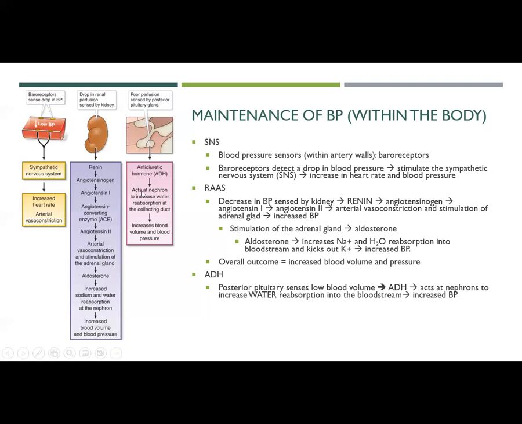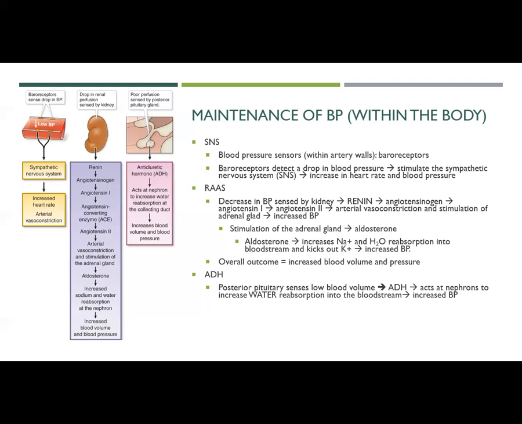When we're going through our meds, if we've got a blocker, like an ACE inhibitor, we're blocking this process, because this is what happens naturally. The medications can either stimulate or block what's going on. The overall outcome for the RAS system is increased blood volume and increased pressure.